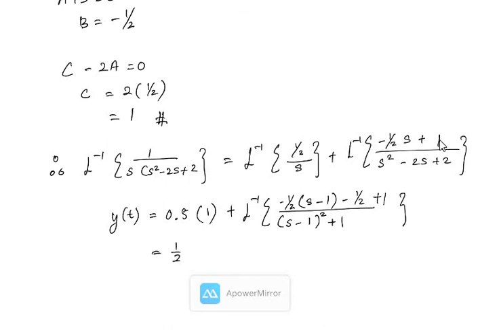And next, 0.5 plus, okay, so from here we know that s minus 1 refers to the exponent e to the t, from the Laplace transform table. And this is also the reason why we want to solve it this way, so that we can transform it using the Laplace transform table. We change s minus 1 to the exponent t. Inverse Laplace transform, and then we are left with negative 0.5 s plus 0.5 divided by s squared plus 1.